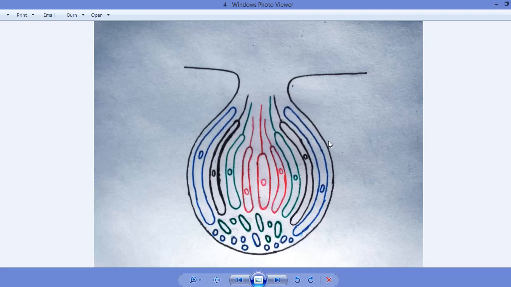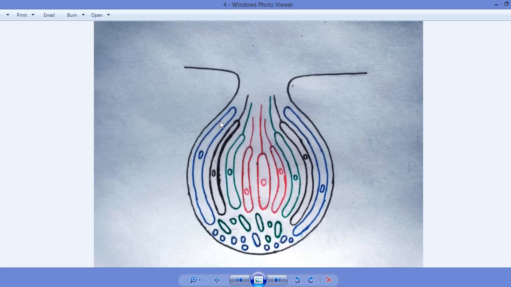All around the taste bud, the epithelial cells are present. Over here, a large number of epithelial cells are present. This is the taste pore, and the taste pore is exposed to the taste hair. These are called taste hair. So inside this bulb, you can see a large number of cells.